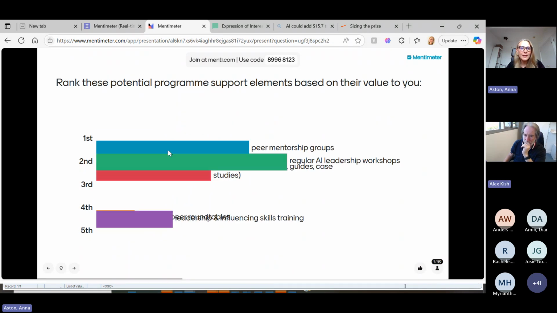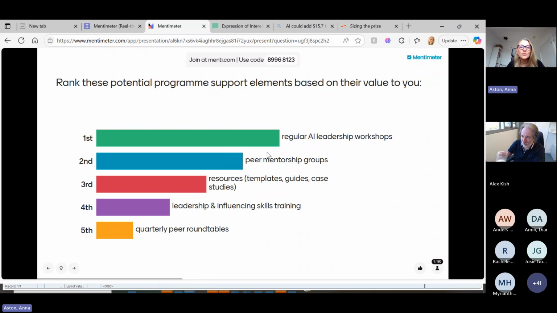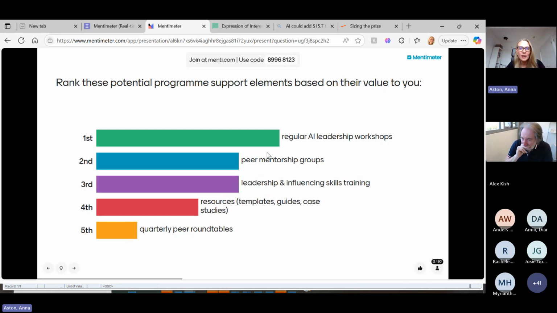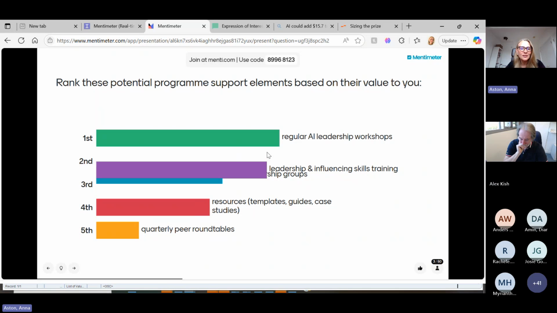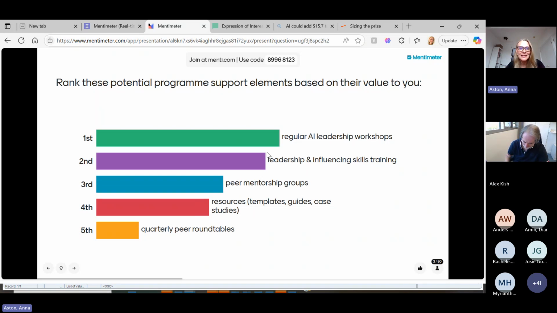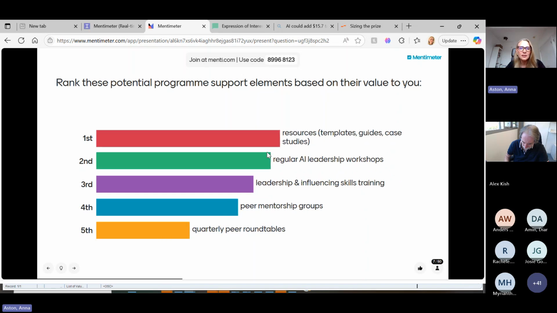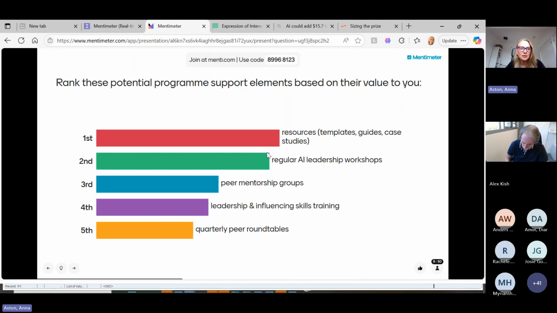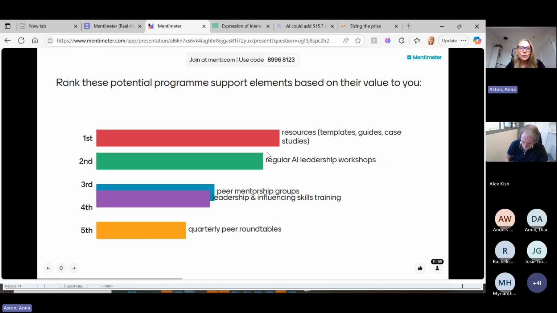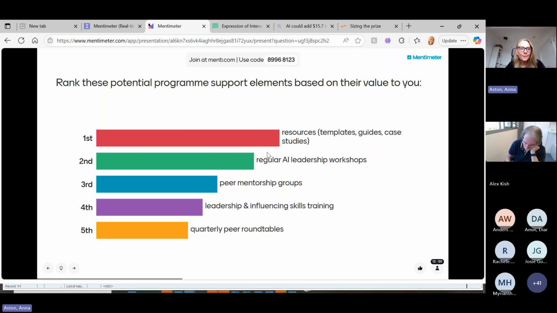So the first one is regular AI leadership workshops. I think, yes, that's very important. This is what the community has done for the past year. We have invited excellent speakers. We had a panel discussion with leaders in their field to discuss AI topics, and not only AI in institutions, but AI in funding bodies, so we can learn from each other and work with each other on the topic.